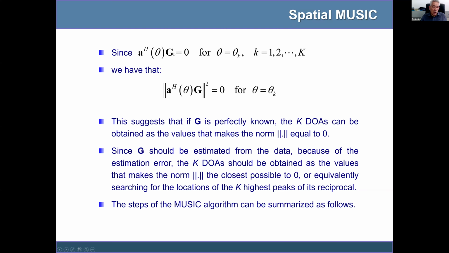Now, because G is the matrix whose columns represent an orthonormal base for the noise subspace, which is orthogonal, this quantity here should be 0 every time theta is equal to one of the directions of arrival of the k sources. So if this is 0, this is a vector, the Euclidean norm of this vector should be 0, or the Euclidean norm squared should be 0.